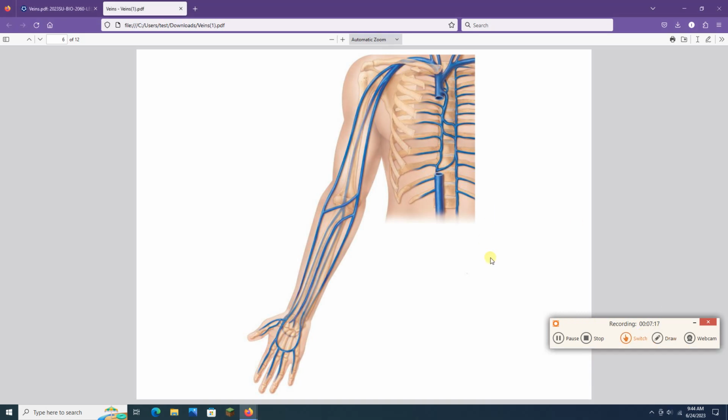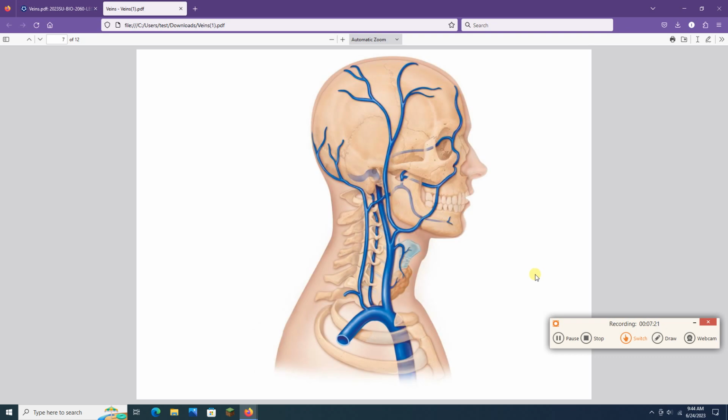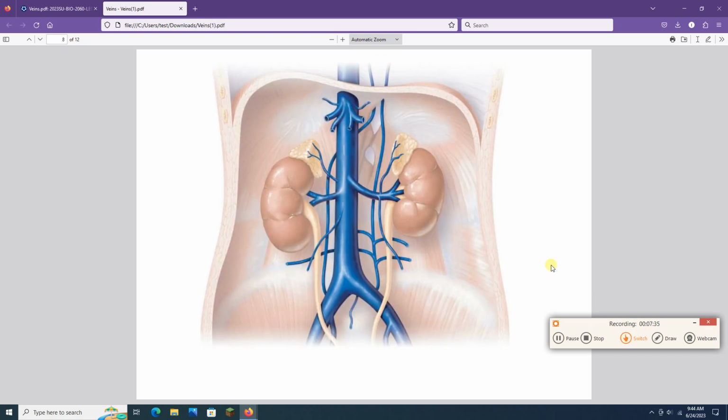Let's see. Moment of truth. Oh, no, we're not. I got another picture here. I do see my internal jugular vein right there. See my external jugular vein. See them draining the head and the brain. Fantastic. Now we're downward. We're onward to the abdominal cavity.